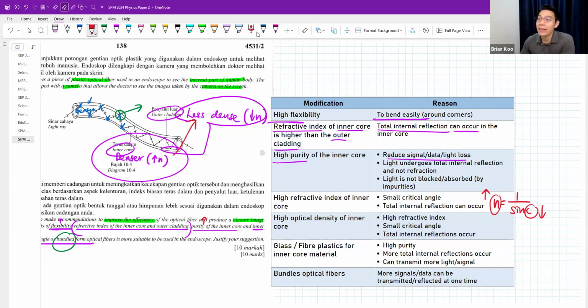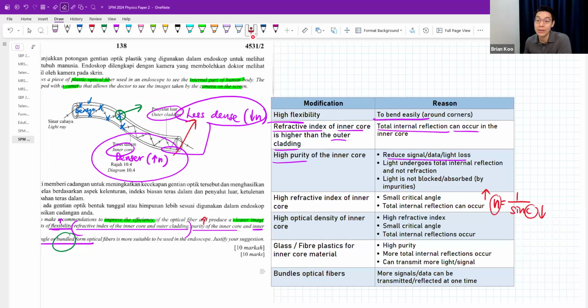Later I explain. And then you can also say, I want a pure glass, strong glass also can, or fiber plastic for the inner core, because it has high purity, so that more total internal reflection can occur, can transmit more light, more signals.